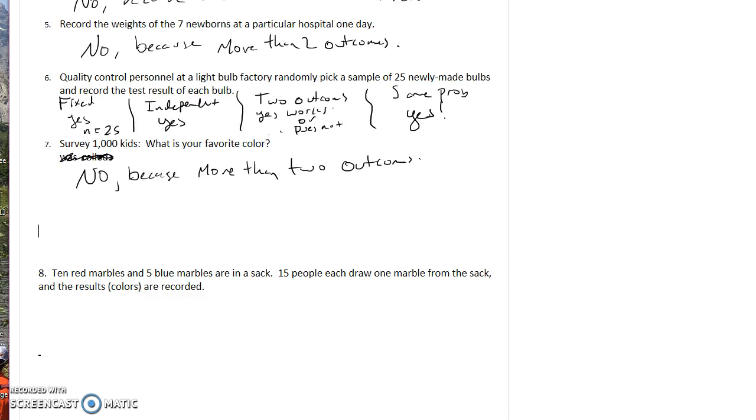All right, and I think we have one more down here. Let me find it. Sorry about that. I found that example. It was spaced down a little bit. So there are 10 red marbles and 5 blue marbles in a sack. 15 people each draw 1 marble from the sack, and the results are recorded.